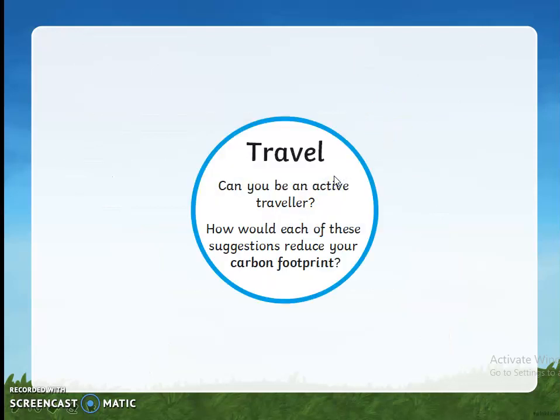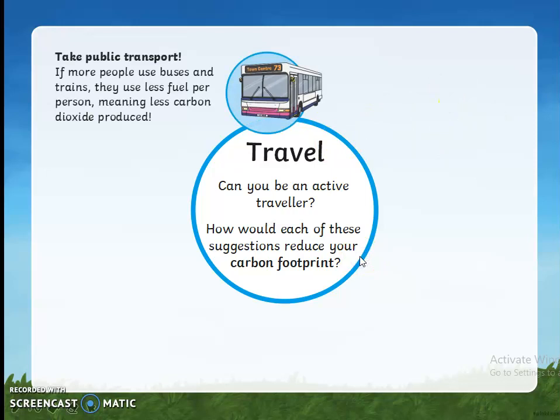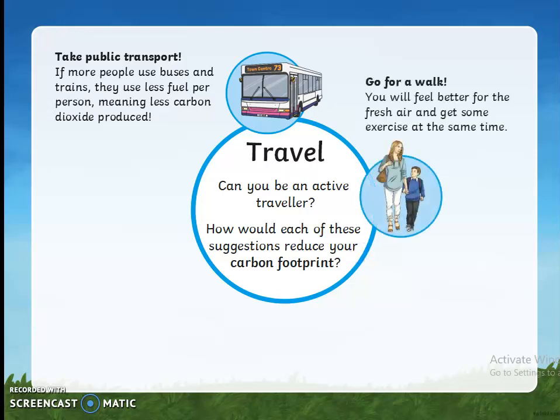Let's check it. Travel. Can you be an active traveler? How would each of these suggestions reduce your carbon footprint? Take public transport. If more people use buses and trains, they use less fuel per person, meaning less carbon dioxide produced. Second one, go for a walk. You will feel better for the fresh air and get some exercise at the same time.